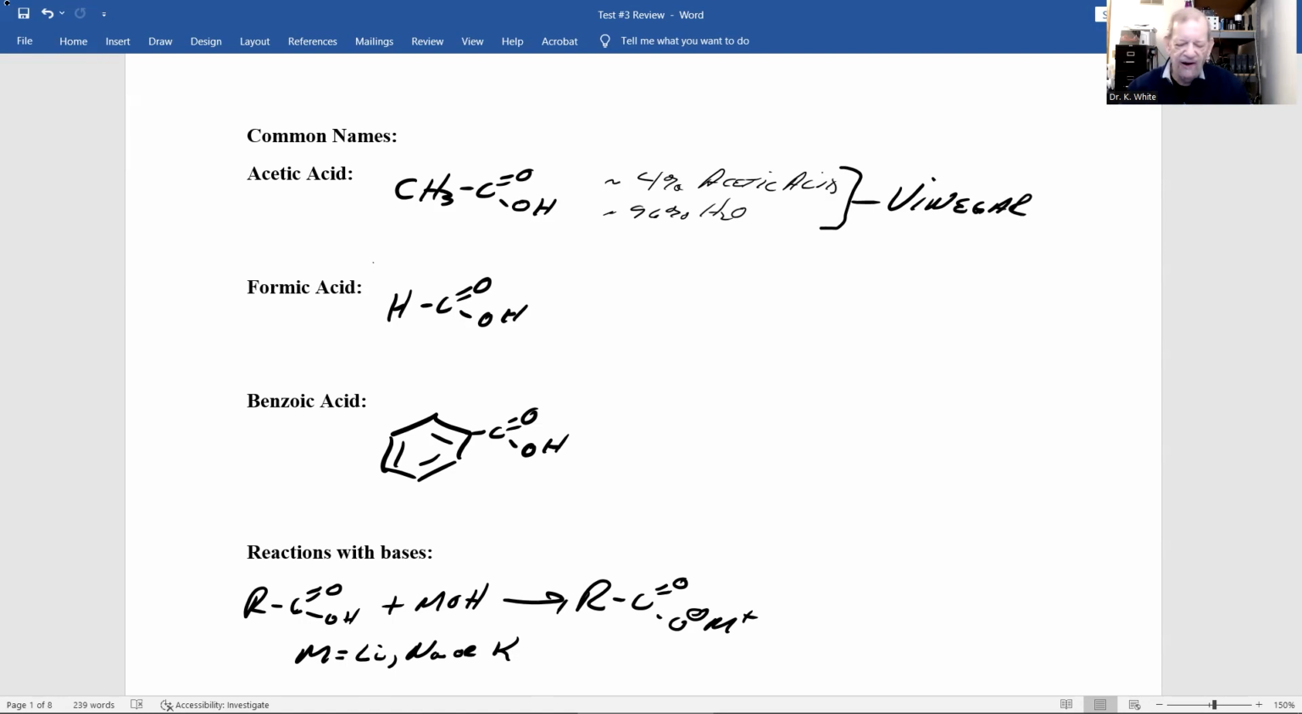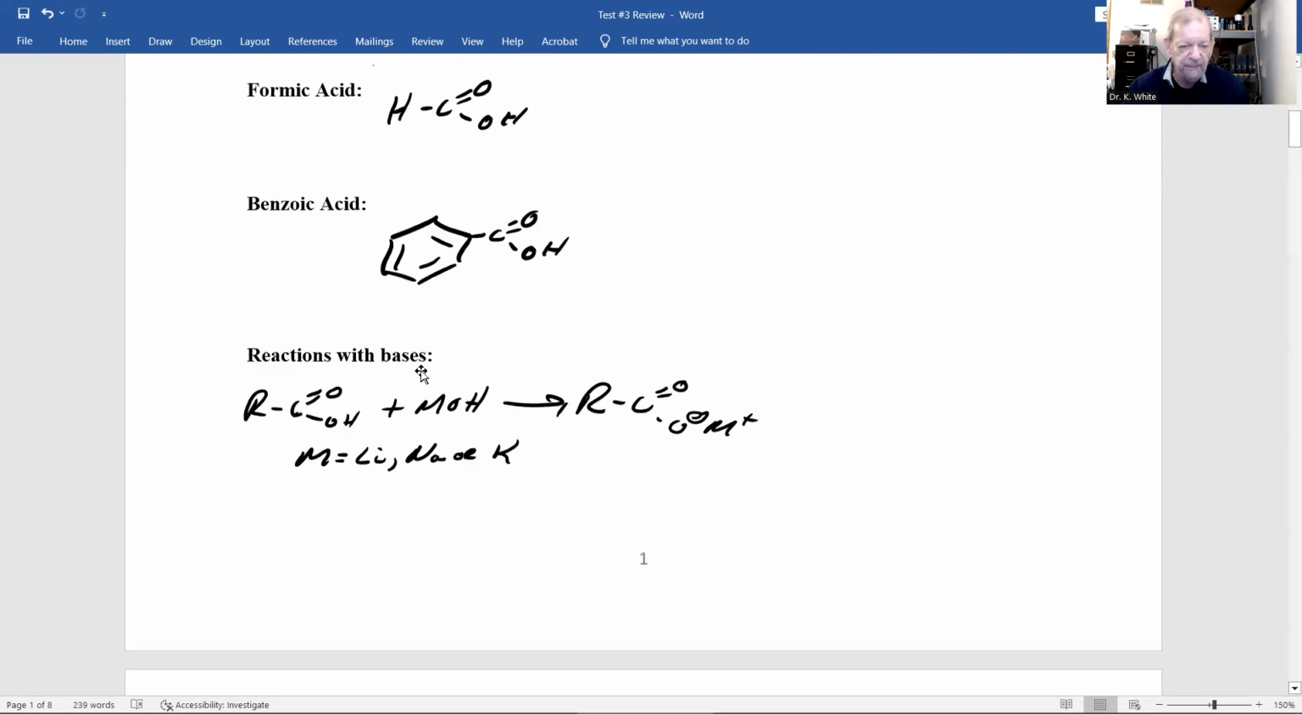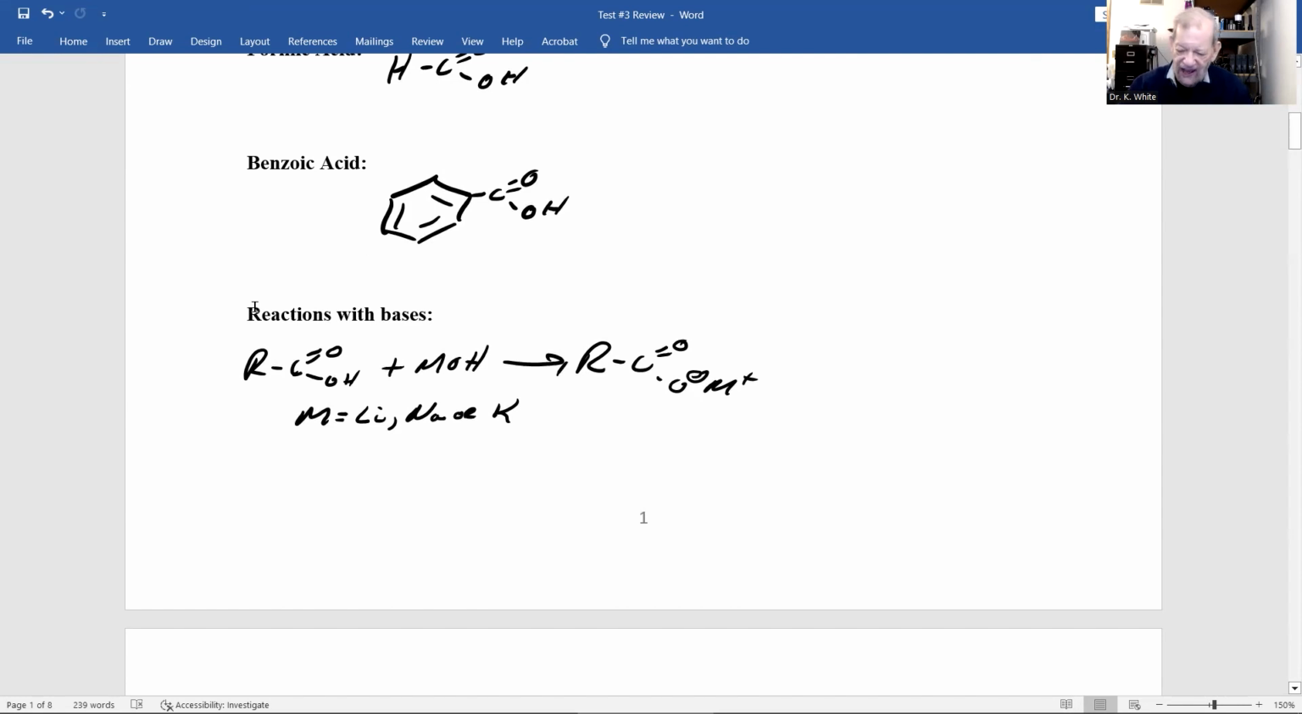Now, when R is a hydrogen, you have formic acid right here. And that mixed with water and heated up is the defensive weapon of the fire ant. And finally, when R is a benzene ring, this carboxylic acid, IUPAC in their infinite wisdom said, we're not going to change those organic chemists. They've been calling this benzoic acid for eons. We'll make that the official IUPAC name. And they did.